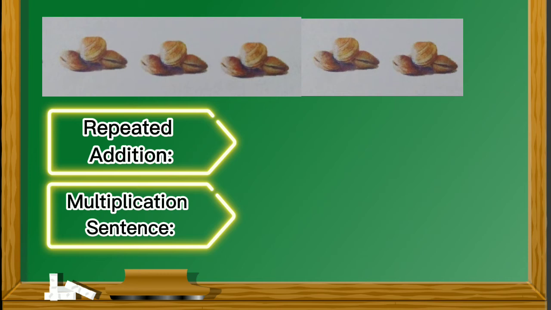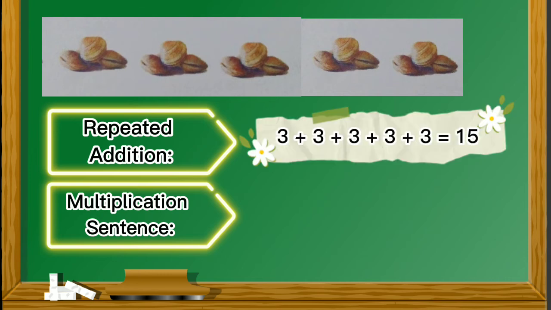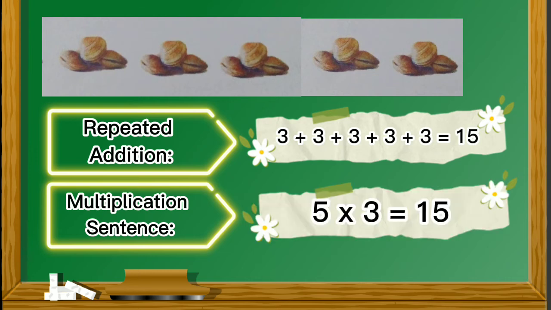So now let us write the repeated addition sentence. It would be 3 plus 3 plus 3 plus 3 plus 3 is equal to 15. Yes, very good. Now this is the way on how to write the multiplication sentence. 5 times 3 is equal to 15. Is your answer correct? Yes, very good.